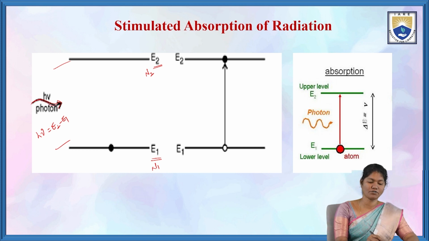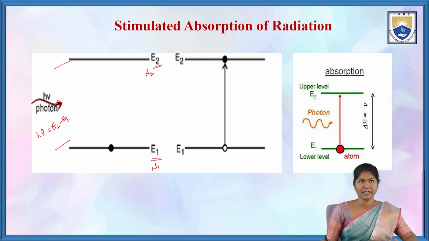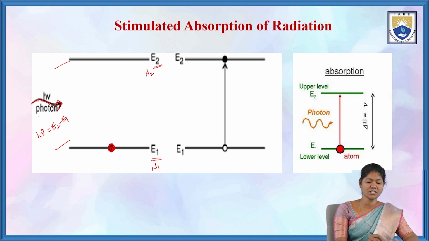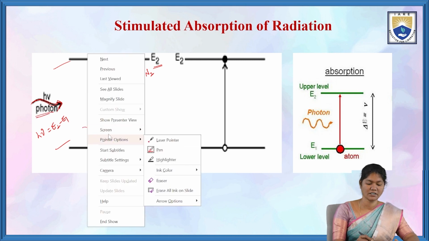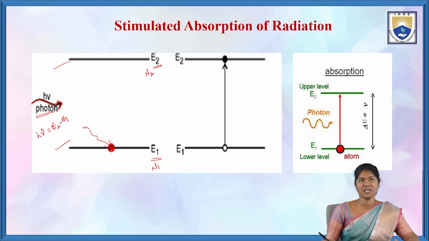Now the incident photon is going to interact with the lower energy atom. This is the atom which is at the lower energy state. This photon of energy h nu hits the atom which is at a lower energy state, then this ground state atom gains energy from the photon and gets excited to the higher energy level. So after interaction with the incident photon, this ground state atom transits to a higher energy state.